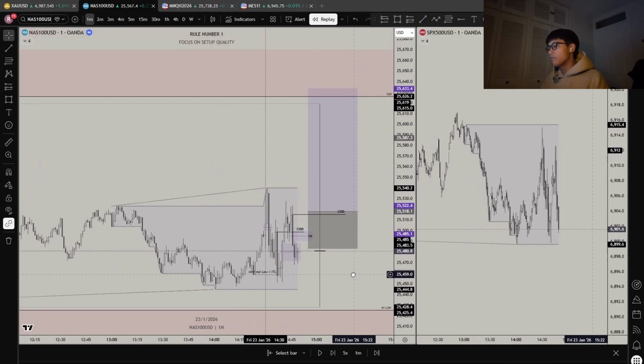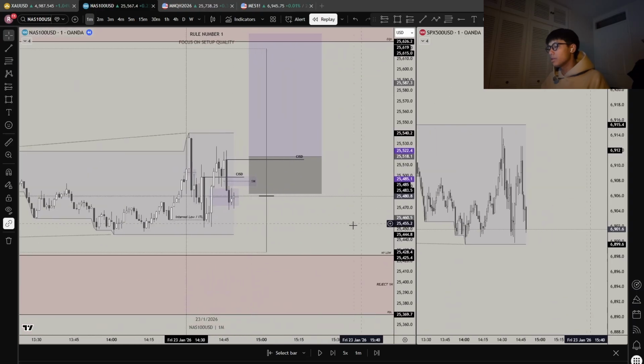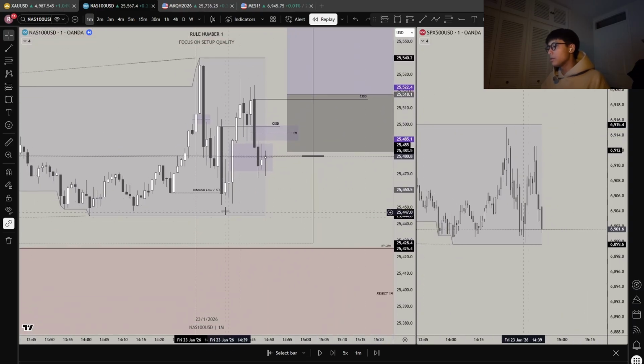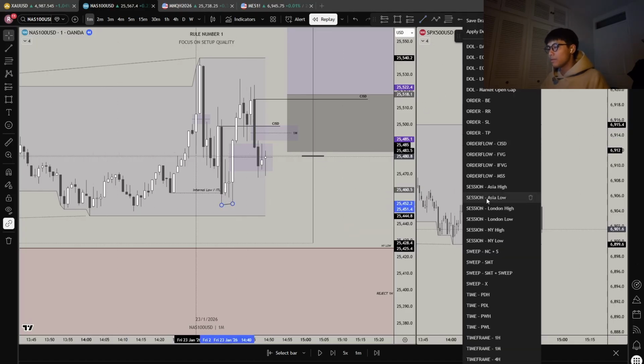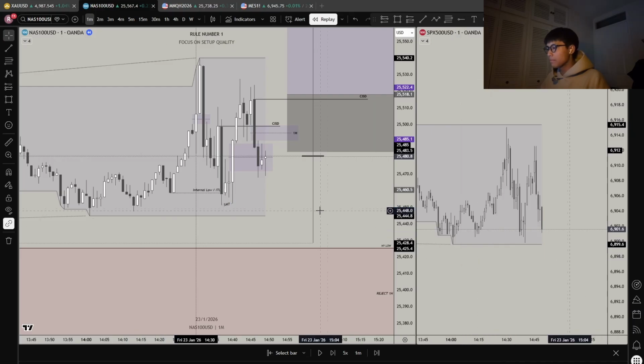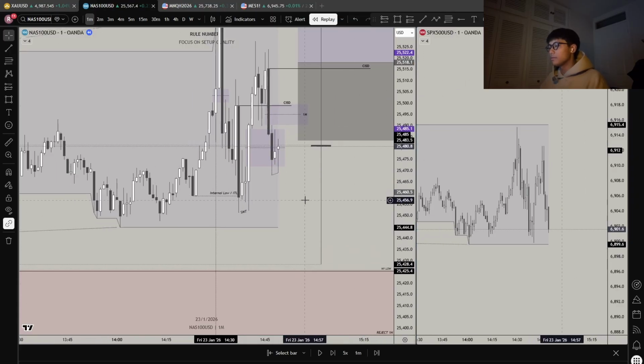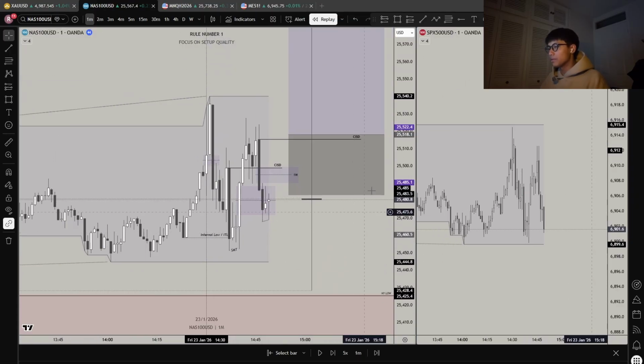Okay, and remember, before this trade happens, I don't want to miss this too. Internal SMT. We had 2 internal bullish SMTs, one over here and another over here. It's actually so obvious, it's crazy, this one.